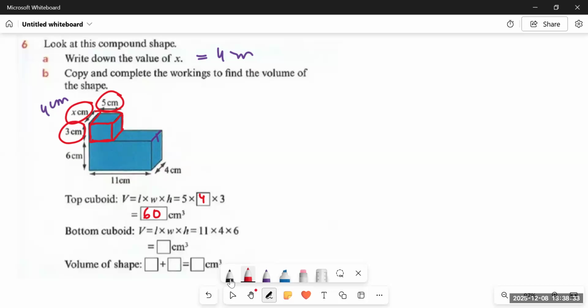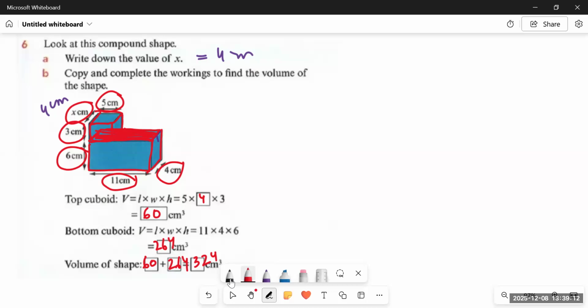And for the bottom one, this is the bottom part. So let's figure out the dimensions of this bottom part here, right? This is the top part of the bottom cuboid. This is the length, this one is the breadth, and this is the height. So it's 11 into 4, that is 44, and 44 into 6 is equal to 264. So the total volume of the shape would be 60 plus 264, which is 324 centimeters cubed. And that's it.